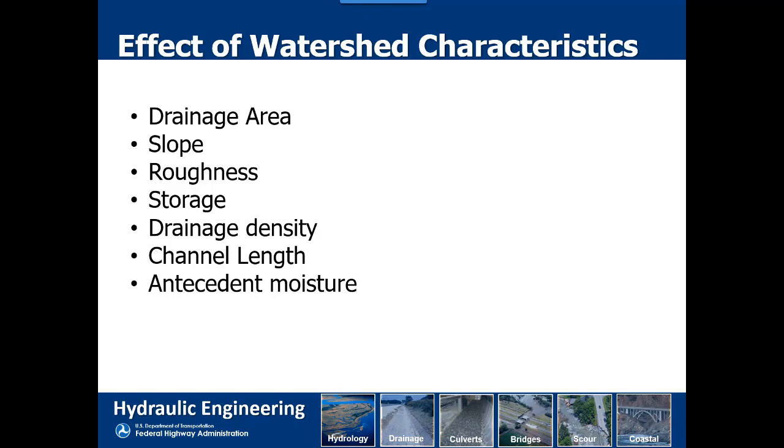How about roughness? You know what I mean by roughness? Is there a lot of vegetation? Is there a lot of riprap out there? That kind of stuff. The higher the roughness, what happens to the velocity of the water? It decreases. And storage, we're talking about that ponding that you see. It's not something that you created, like a detention pond. It's the natural variations in the landscape.